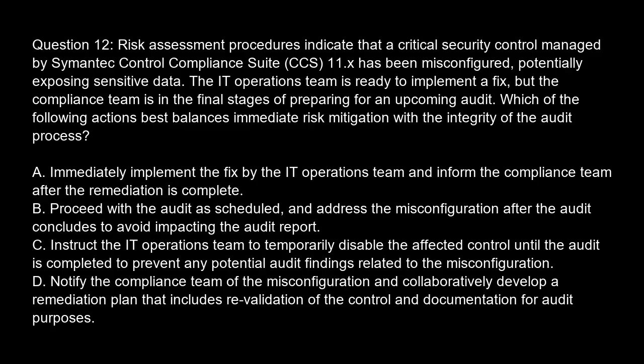Option A. Immediately implement the fix by the IT operations team and inform the compliance team after the remediation is complete. Option B. Proceed with the audit as scheduled and address the misconfiguration after the audit concludes to avoid impacting the audit report. Option C. Instruct the IT operations team to temporarily disable the affected control until the audit is completed to prevent any potential audit findings related to the misconfiguration. Option D. Notify the compliance team of the misconfiguration and collaboratively develop a remediation plan that includes revalidation of the control and documentation for audit purposes.